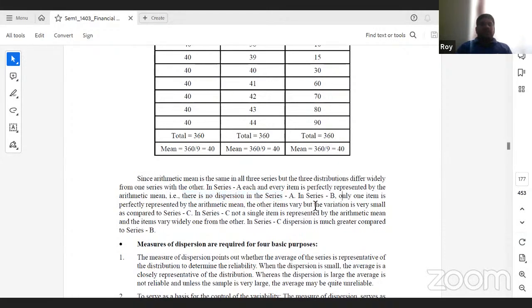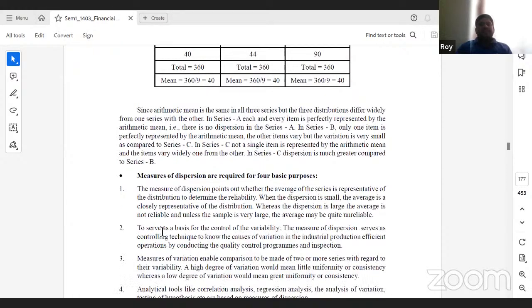In series B, only one item is perfectly represented by the arithmetic mean. The other items vary, but the variation is very small. In C, a single item is represented by the arithmetic mean, and another value is 1. In series C the dispersion is much greater compared to the B series.